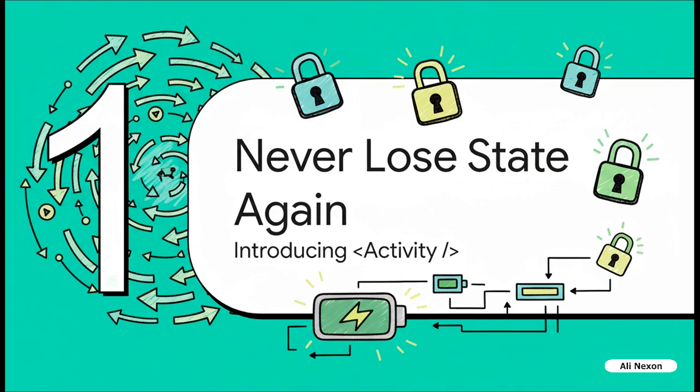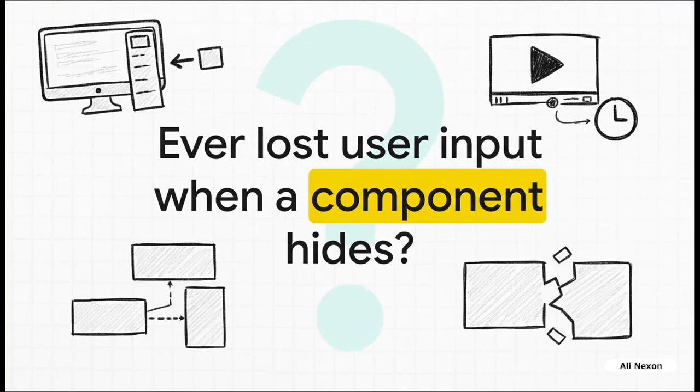First up is a feature that I am personally so excited about. It's called the Activity component, and it's here to solve one of the most common and frankly annoying frustrations in React: losing state. You know the drill, right? You're typing a long message in a form that's in a sidebar, you close it for just a second to check something, and when you open it back up, poof, everything's gone. Or maybe you're watching a trailer, you navigate away, you come back, and it restarts from the very beginning. That happens because, traditionally, React just completely unmounts that component, destroying its state along with it.